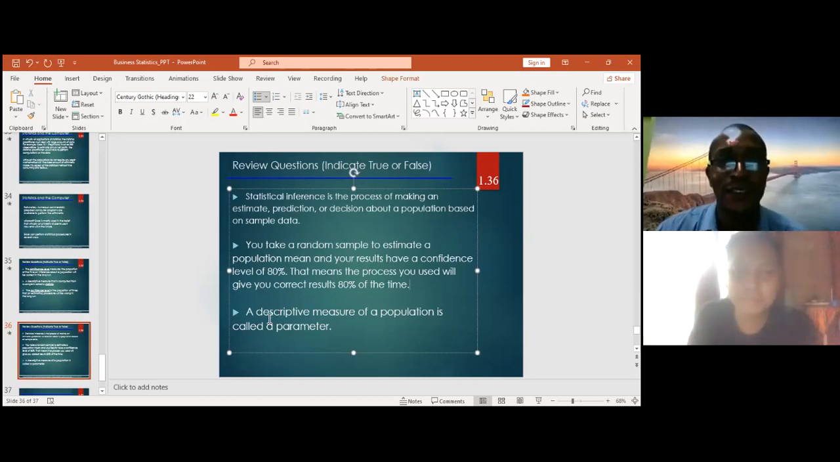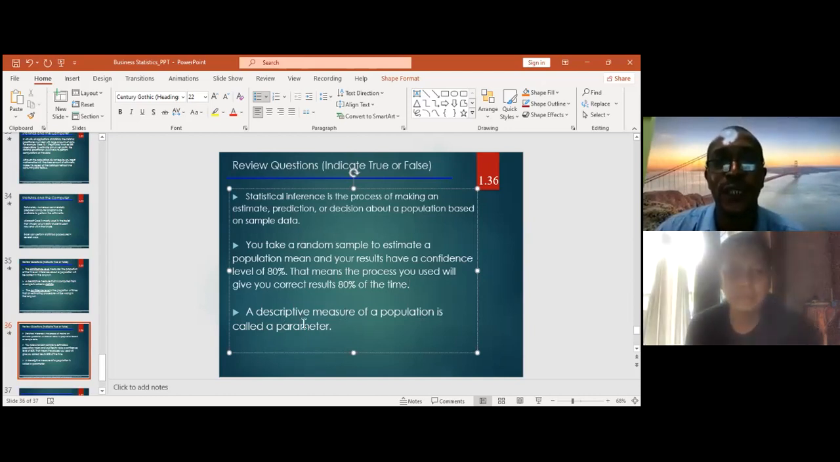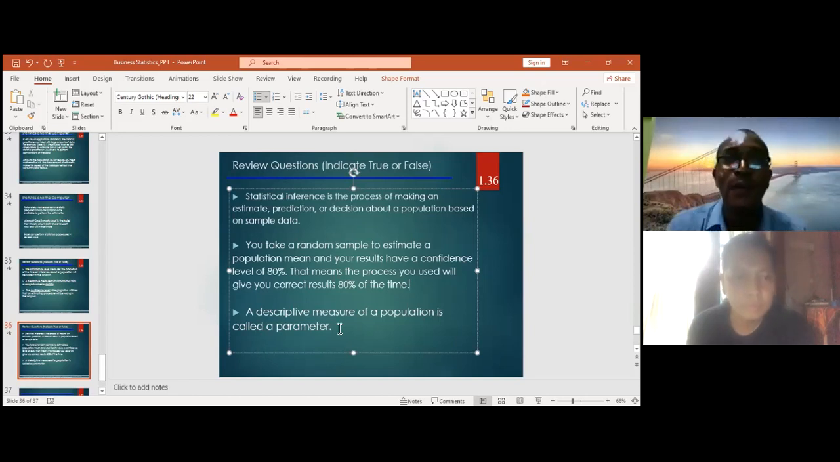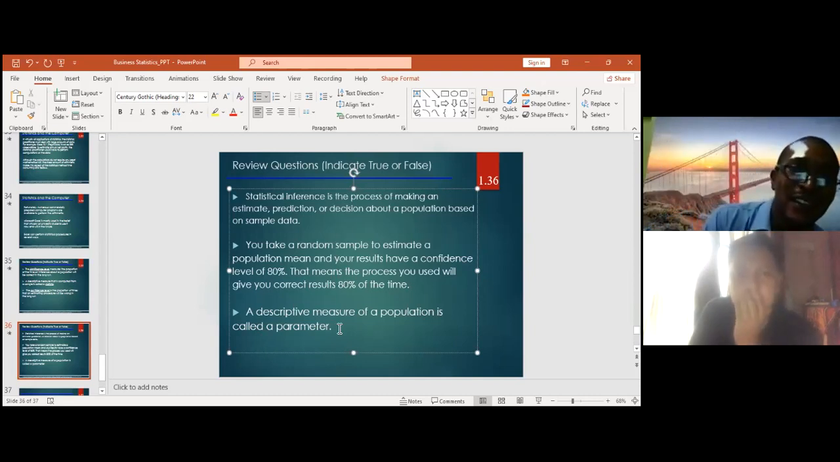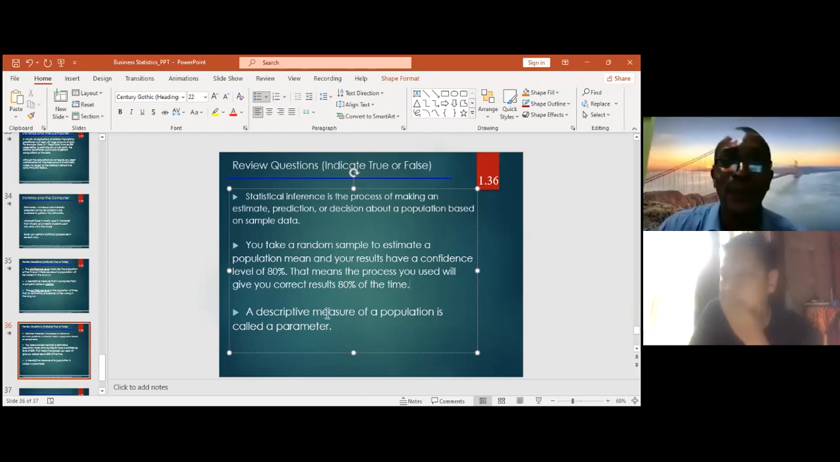So the last question, I also told you I will ask you this question while I was explaining in one of the slides. A descriptive measure of a population is called a parameter, true or false? If you remember, I was explaining to you population, parameter, statistics, sample. I was repeating myself because I know I will ask you the question. So now is the question, true or false?